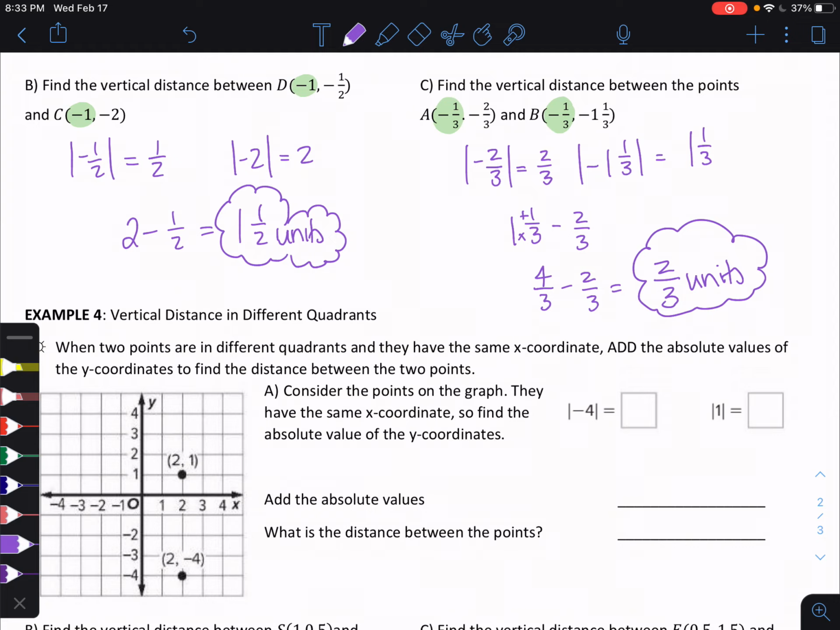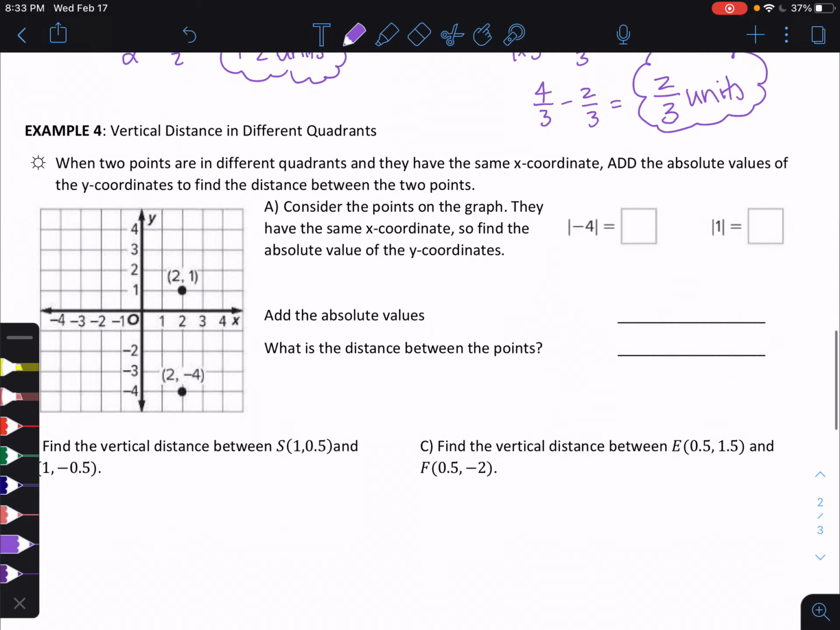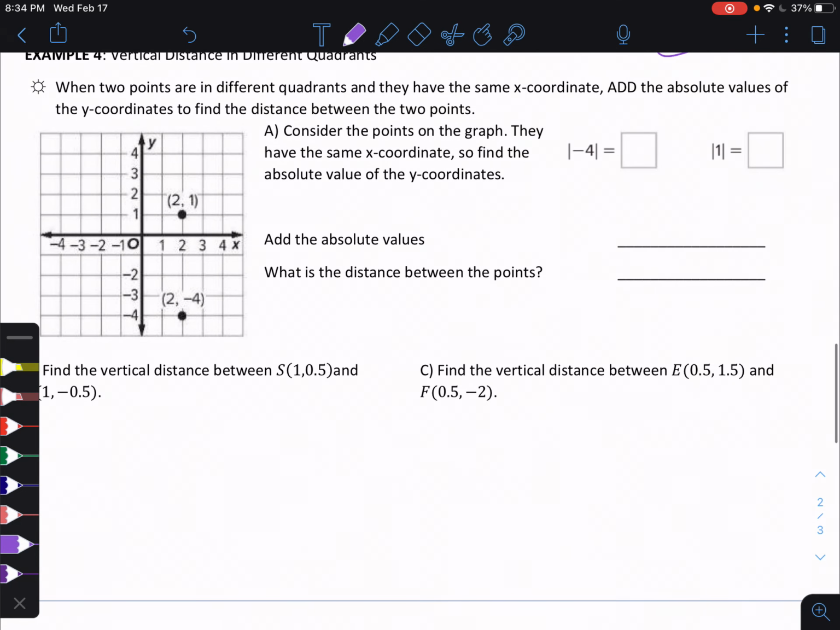Okay, so for both horizontal and vertical distance, when the points are in the same quadrant, we're going to subtract. If the points are in different quadrants, we are going to add. So in our next example, it says when 2 points are in different quadrants and they have the same x coordinate, so again, here we're looking at the x coordinates, we're going to add the absolute values of the y coordinates to find the distance between the 2 points.